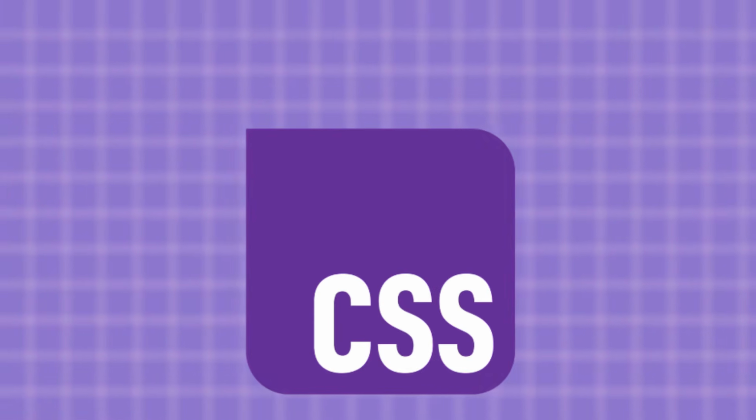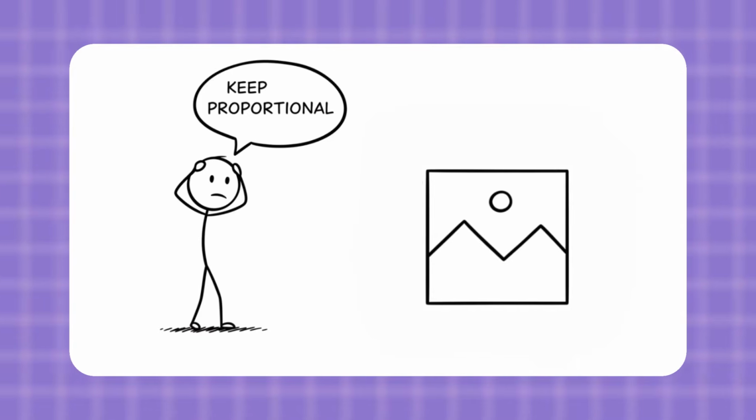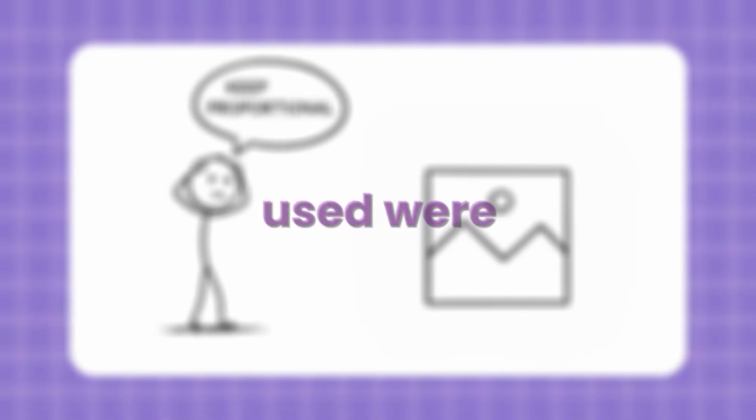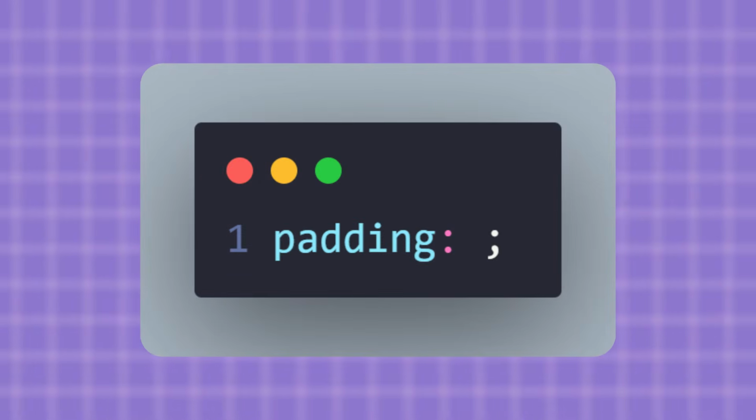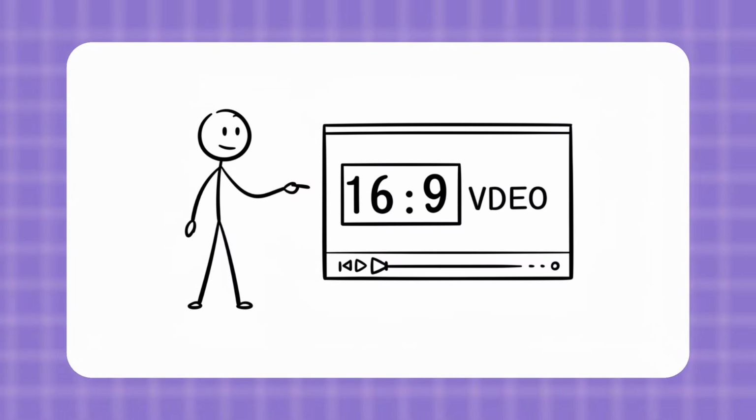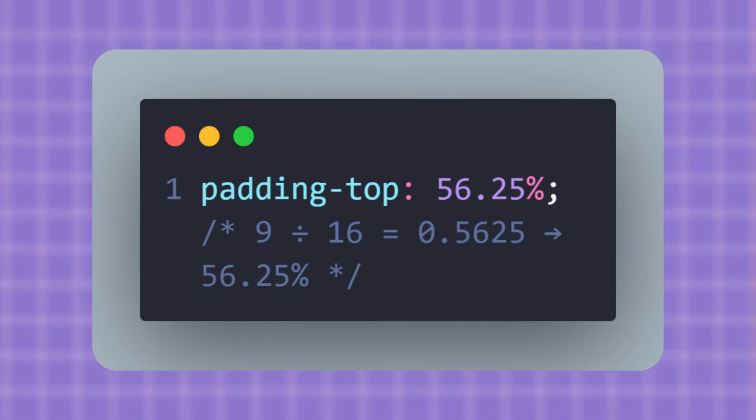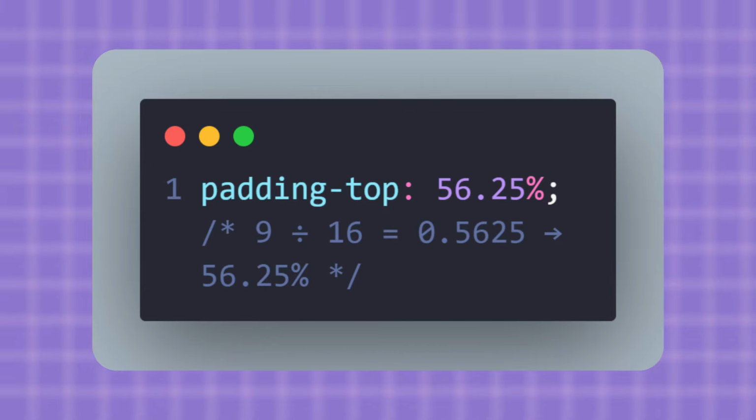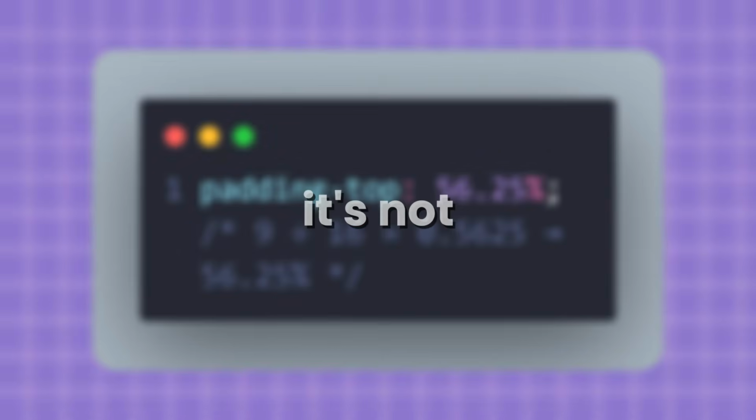Now here's the thing, before aspect ratio was added in CSS, developers still had to keep elements proportional, but the ways we used were honestly messy. The most popular hack was the padding trick. If you wanted a 16:9 video, you had to write something like this. It worked, but if you are a beginner, this makes zero sense. Why padding? Why 56.25%? It's not readable at all.